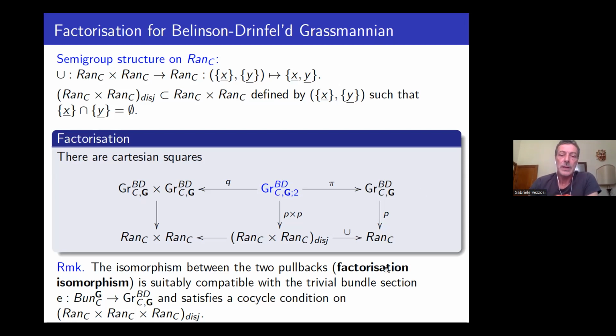And moreover, this factorization isomorphism between the two pullbacks is compatible with the trivial bundle section, which goes from, sorry, this should be from Ran(C) to the Grassmannian, so it's wrong. It's not one G, but it's Ran(C). And it satisfies a suitable cocycle condition when you take disjoint triples of points.